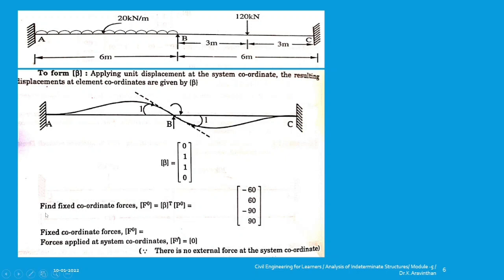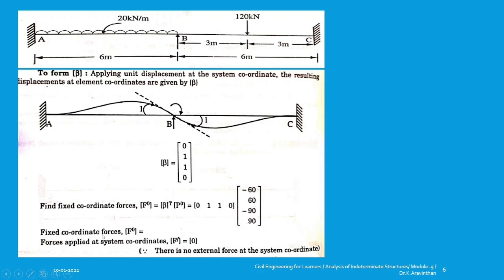Now the next step is finding the fixed coordinate force, that is F naught. Finding F naught is beta transpose P naught. So what is beta transpose? You have beta here, you make it transpose, so the column is made into a row. This will be 0, 1, 1, 0. Now it has been transposed. And what is P naught? This is the fixed end moment. You already know, which is minus 60, plus 60, minus 90 and plus 90. These are the values.